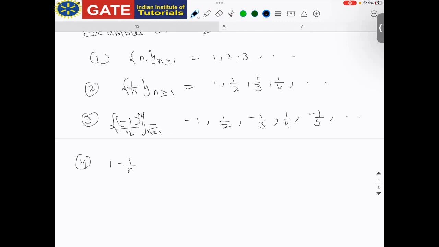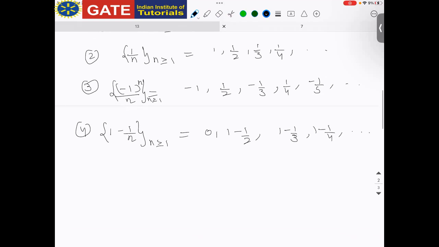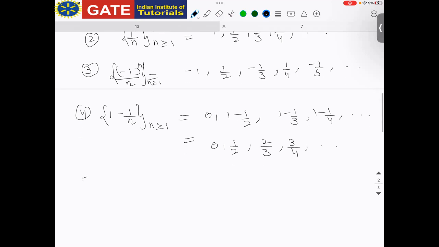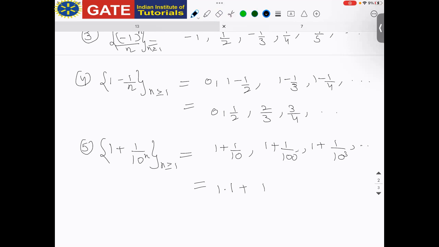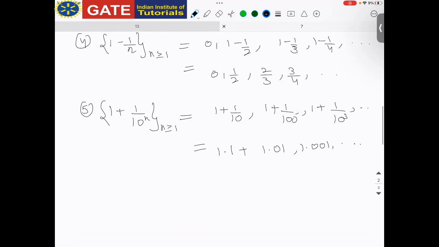Fourth example, 1 minus 1 by n, that is equal to 0, 1 minus 1 by 2, 1 minus 1 by 3, 1 minus 1 by 4 and so on. That is 0, 1 by 2, 2 by 3, 3 by 4 and so on. Fifth example, 1 plus 1 by 10 raised to the power n, n greater than equal to 1, that is 1 plus 1 by 10, 1 plus 1 by 100, 1 plus 1 by 10 cube and so on. So this is nothing but 1.1, 1.01, 1.001 and so on. Sixth example, minus 1 raised to the power n, n greater than equal to 1, that is minus 1, plus 1, minus 1, plus 1 and so on.